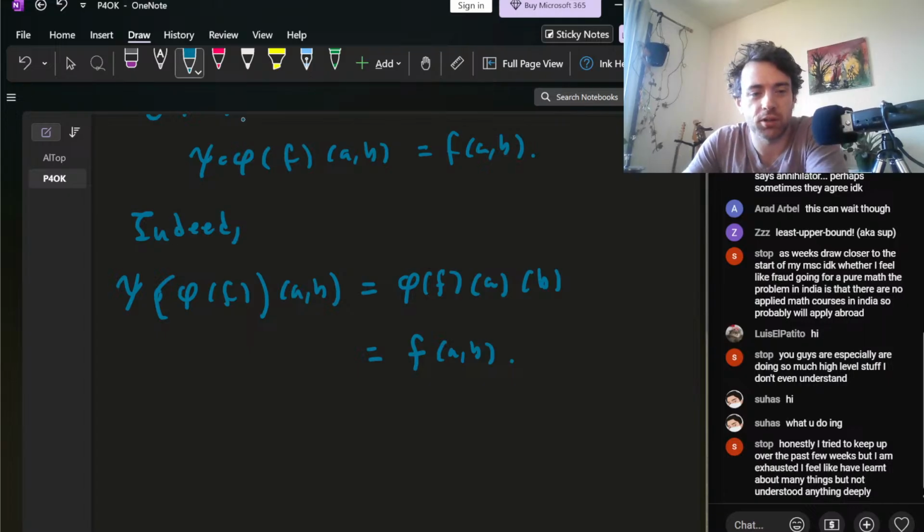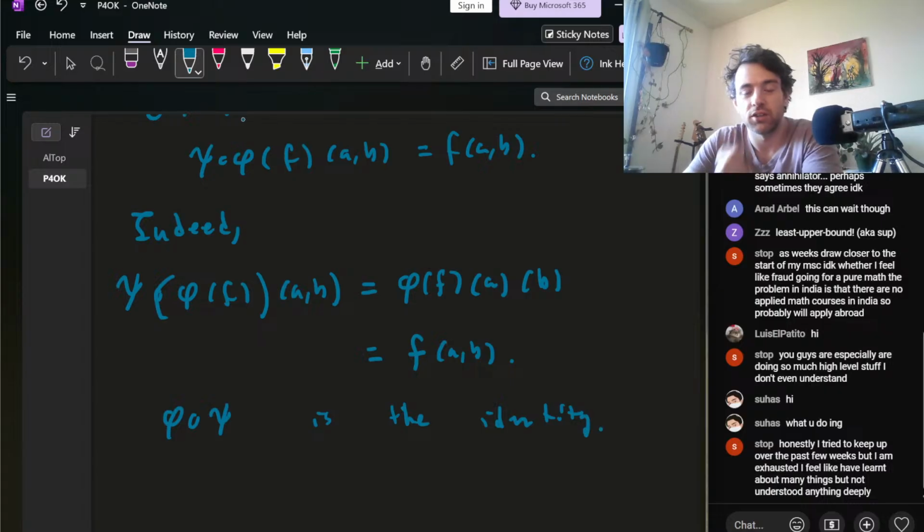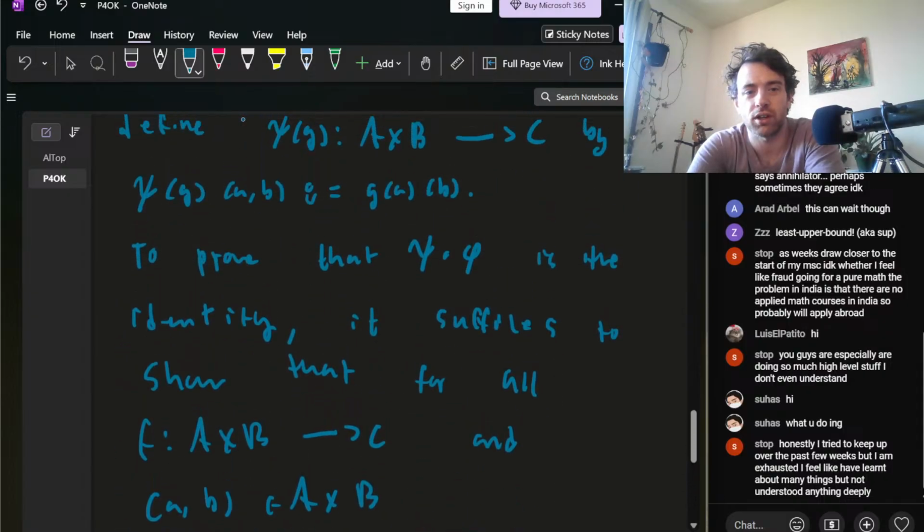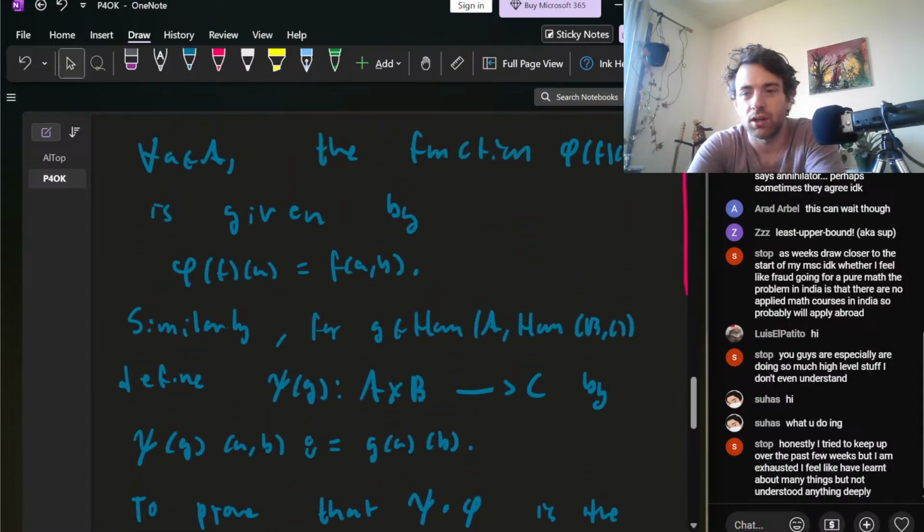Okay, I'm going to leave it for the person who this question is for to verify on their own that psi composed with phi is the identity. And once you did that, you could complete the proof. Okay, this isn't the only way to prove it. You certainly can get away with just writing down one of these functions and proving it's injective and surjective.